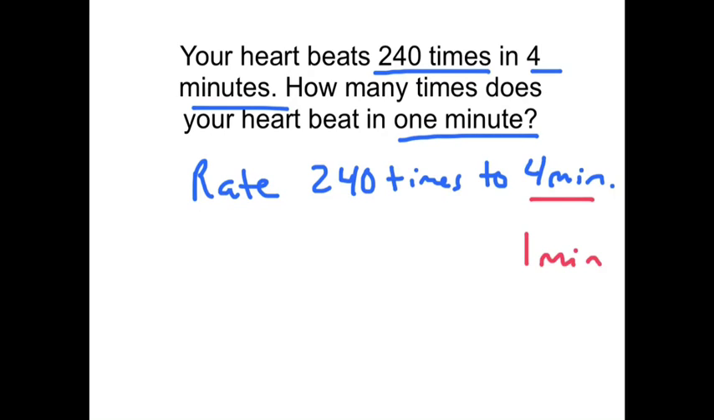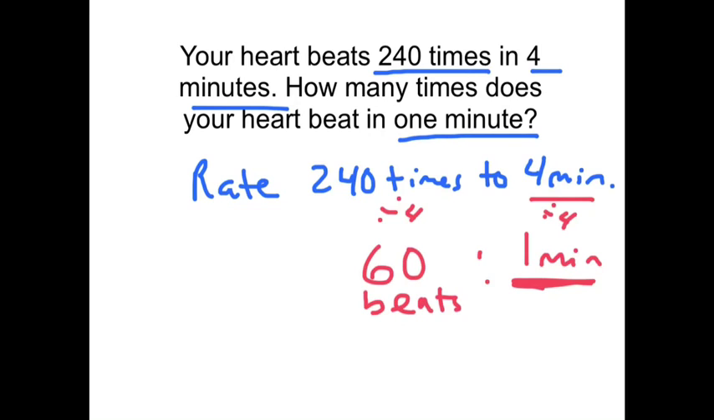And how would we do that? We need to divide this 4 by 4, turning it into 1 minute. Now, to be fair, we got to also divide the number of times by 4. So 240 divided by 4 is 60 beats in a minute. This is our unit rate.